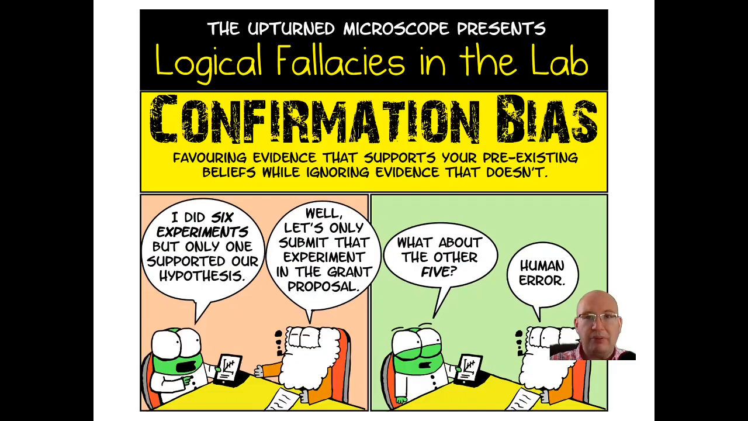So one thing we have to talk about first is the issue of confirmation bias, which is favoring evidence that supports your pre-existing beliefs while ignoring evidence that doesn't. I like this example: I did 6 experiments, but only 1 supported our hypothesis. Well, let's only submit that experiment to the grant proposal. What about the other 5? Well, those were just human error. The idea being that we human beings want to find evidence that supports and confirms what we already believe. And that's just what human beings do.